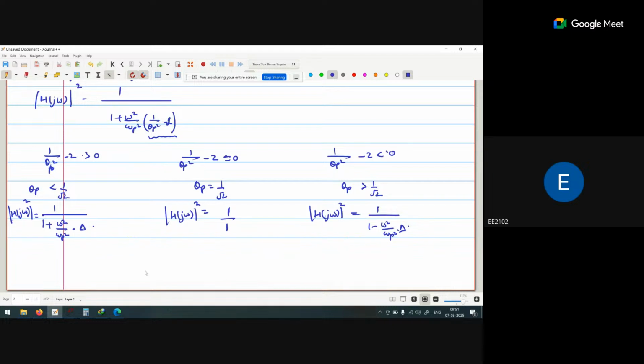So when I increase the omega, suppose for example I take omega equal to omega p. The graph is 1 over 1 plus delta. It is 1 over 1, and this is 1 over 1 minus delta.